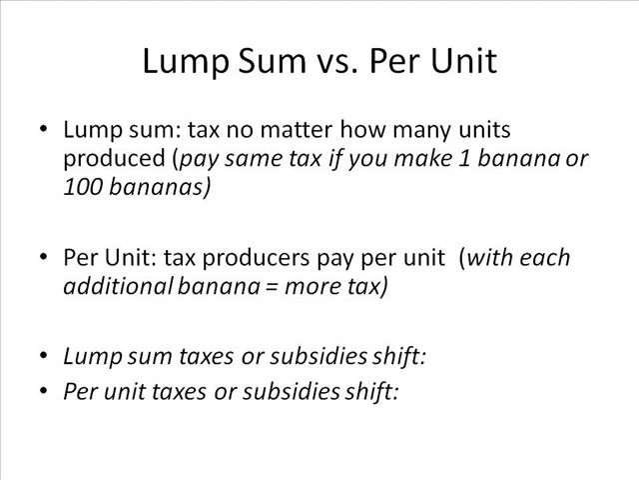So 1 banana, I pay $5. 100 bananas, I would pay 5 times that. So the more bananas you make, the more tax you actually pay. What you want to write down: lump sum taxes or subsidies shift just the ATC curve.